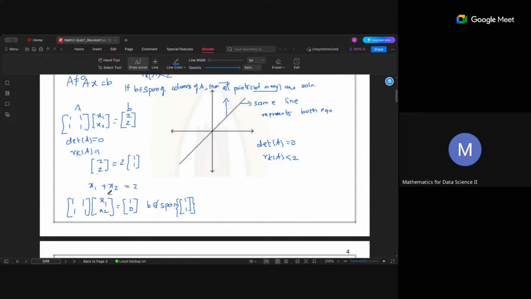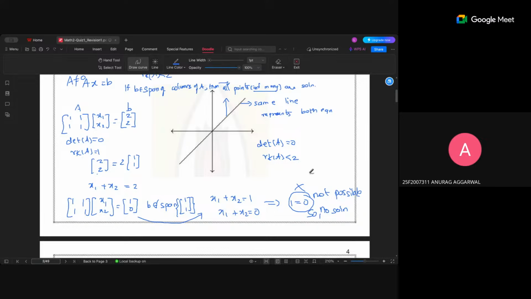Why? When we write this equation, you see that x1 plus x2 is 1 and x1 plus x2 is 0. So this implies that 1 is equal to 0. Is this possible? No, ma'am. So this is not possible. This means no solution. Okay, ma'am. Got it.